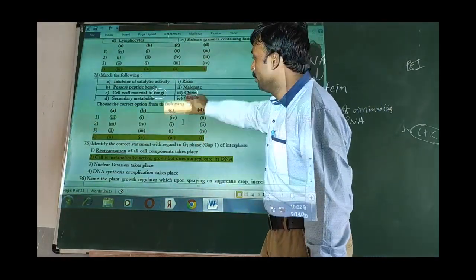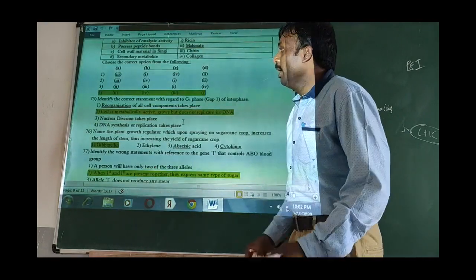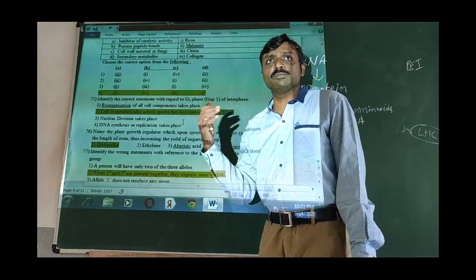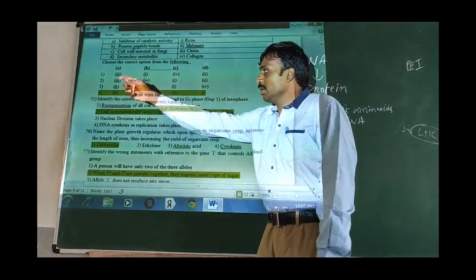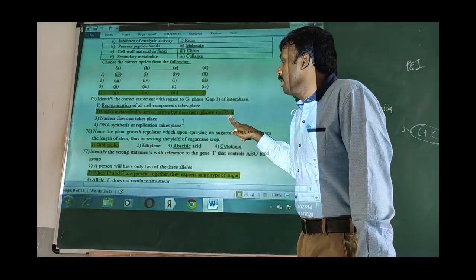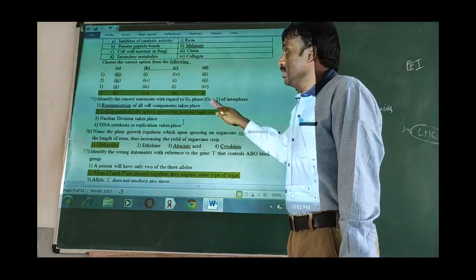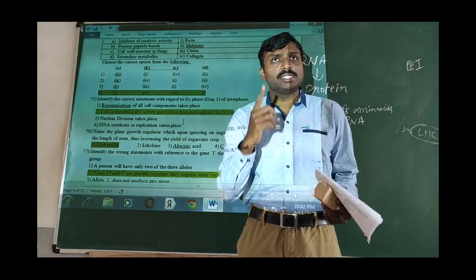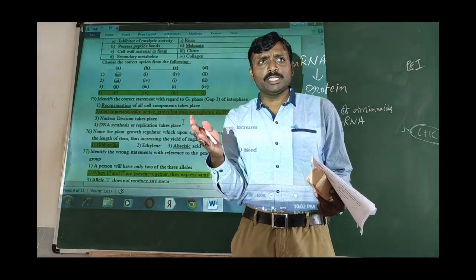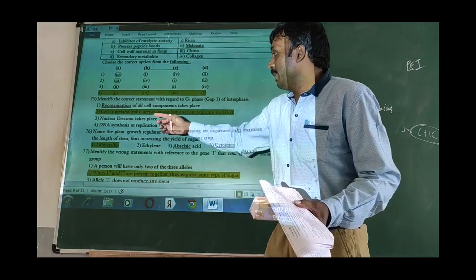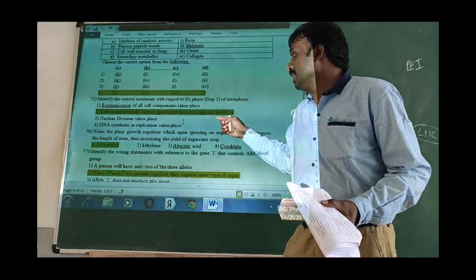Okay, then moving on to next question, 75. Identify the correct statement with regard to G1 phase. Again from cell cycle and cell division. So, cell is metabolically active, grows but does not replicate its DNA. So, in the cycle, the first phase is G1. After G1, S phase. After S phase, G2 phase. So, G1 phase, metabolically active, but it doesn't replicate DNA.